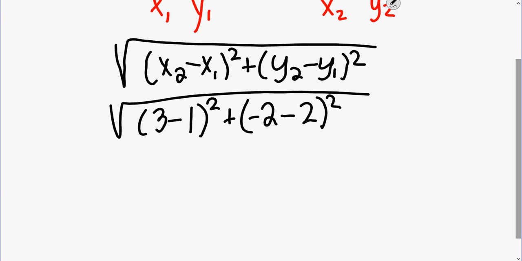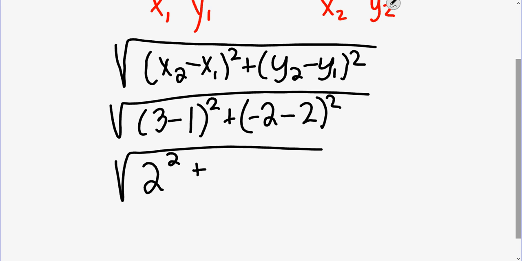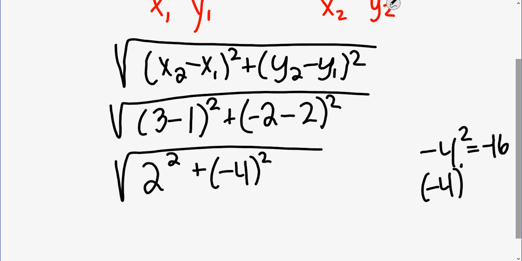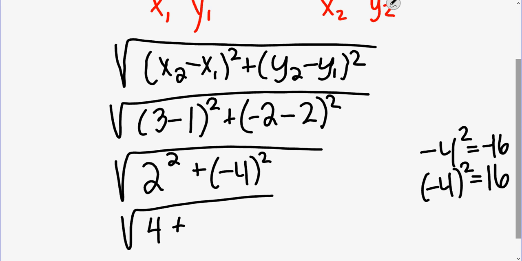So now let's subtract what's inside the parentheses. 3 minus 1 is 2, so we have 2 squared, plus negative 2 minus 2 is negative 4 quantity squared. Notice that I put the negative in parentheses. If you type this in your calculator without parentheses, it's going to tell you that it's negative 16. But if you type it with parentheses, it's going to tell you that it's positive 16. Anytime you square something, it's always going to be a positive number, because a positive times a positive is a positive, and a negative times a negative is a positive. So anytime you square something, you should always be getting a positive number. So 2 times 2 is 4, and negative 4 times negative 4 is positive 16.